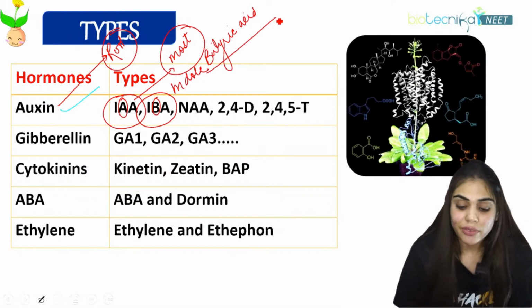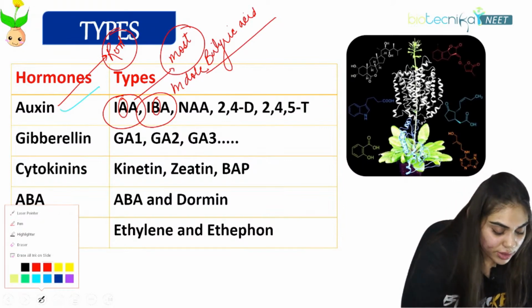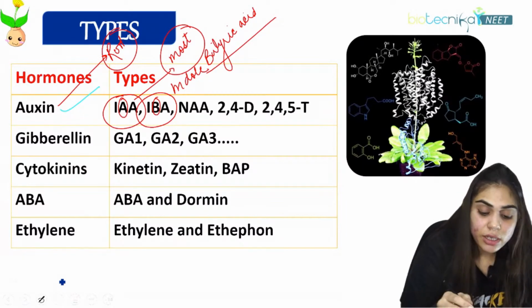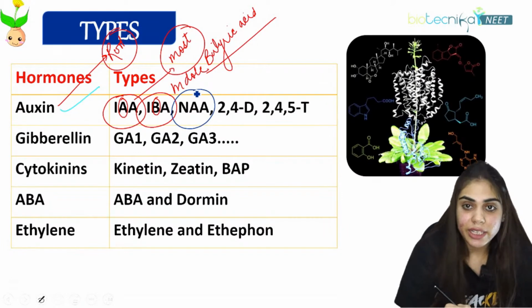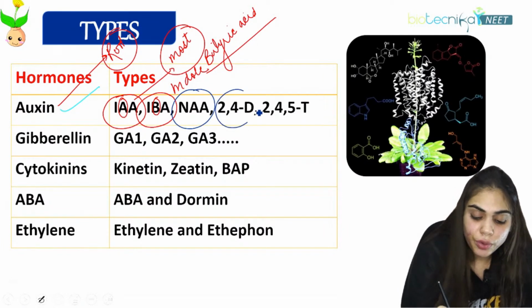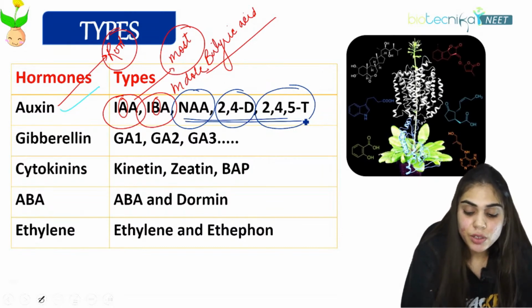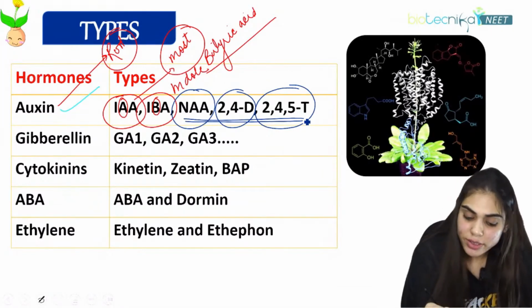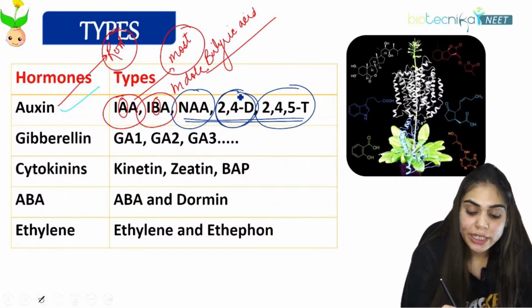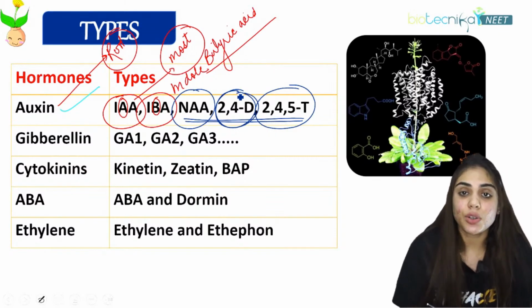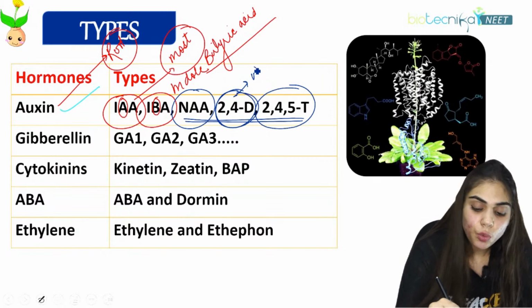We also have synthetic hormones for auxins. So what are examples of these? Naphthalene acetic acid, that is NAA, 2,4-D, and 2,4,5-T. These are examples of synthetic auxin, and out of these, 2,4-D is highly used in agricultural fields and it is used as a weedicide.